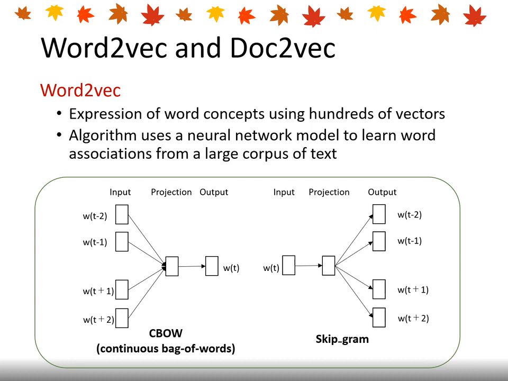In the CBOW model, the distributed representations of the context or surrounding words are combined to predict the word in the middle. In the skip-gram model, the distributed representation of the input word is used to predict the context.